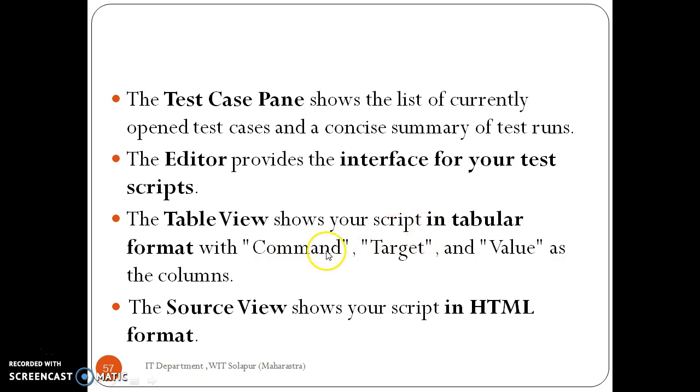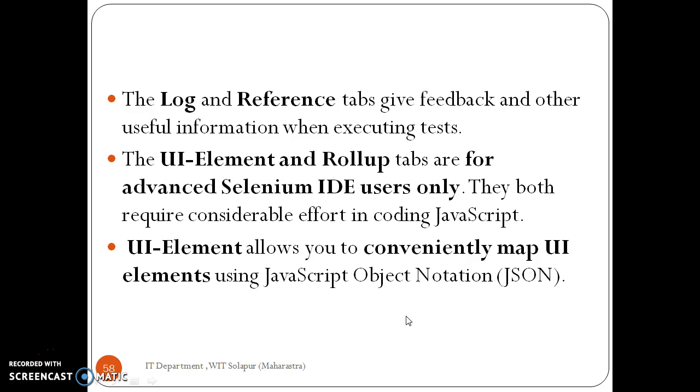These are the 3 fields: command, like open; target, open the base URL; and value. For example, value username, so username value, password value. The source view will show the script in HTML format.